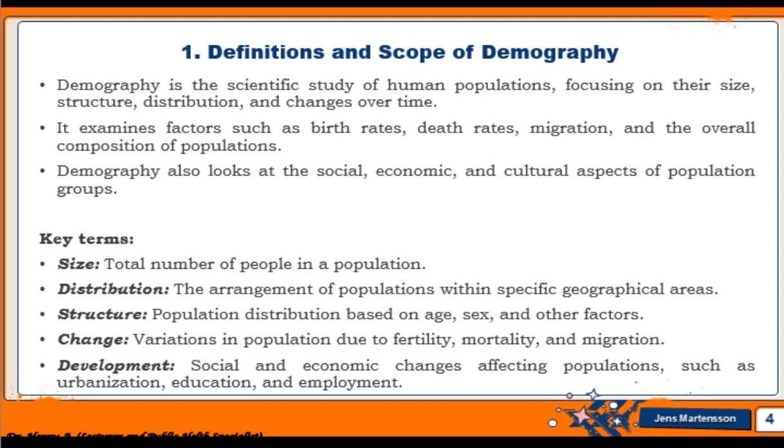Now, when we say structure, it refers to the breakdown of the population based on categories. And other factors include socioeconomic status. This demographic factor is critical in understanding who is most at risk for certain health issues. Now, look at this example.